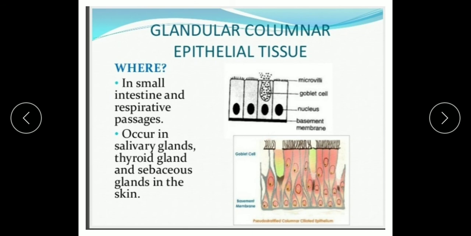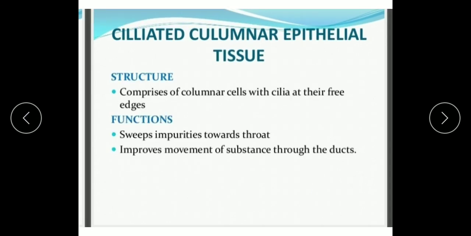So now we have completed epithelial tissue. Epithelium is the outer protective layer of the organism or organ. The outer covering layer is called epithelium. The epithelium is further classified into five types based on the structure and functions of the cells. First one, squamous epithelium. Second one, cuboidal epithelium. Third one, columnar epithelium. Fourth one, glandular epithelium. Then fifth one, ciliated epithelium.